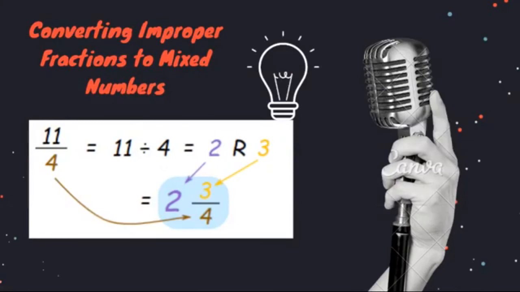That example can be written in a shorter way like this. 11 is divided by 4, it will be equal to 2 remainder 3. Number 2 becomes a whole number. The remainder, which is number 3, becomes the new numerator, and the denominator will be the same number 4. So the mixed number of 11/4 is 2 3/4.